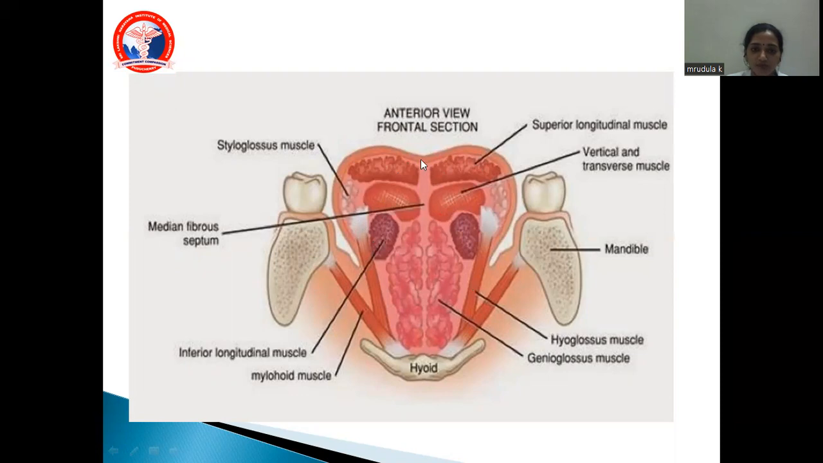Then coming to this, this is the median septum. Extrinsic muscles are the genioglossus, hyoglossus, styloglossus. Here is the styloglossus muscle. Palatoglossus, we cannot appreciate in this picture.